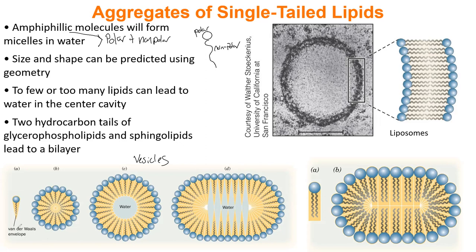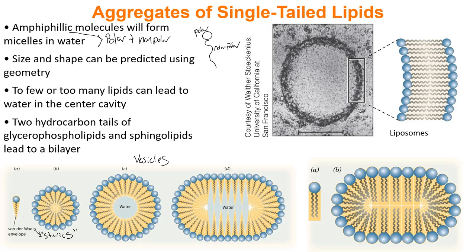This yellow here is the van der Waals envelope. In case you don't remember from chemistry, think of that like sterics, basically the same thing. So that yellow triangle is showing you the real size of that molecule. And you can see in the vesicle, all these tails kind of line up.